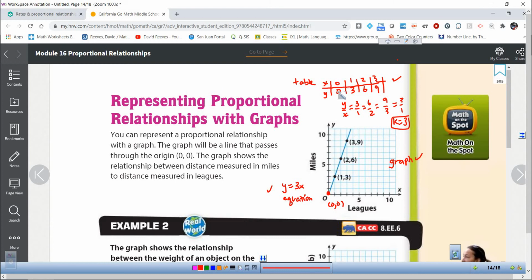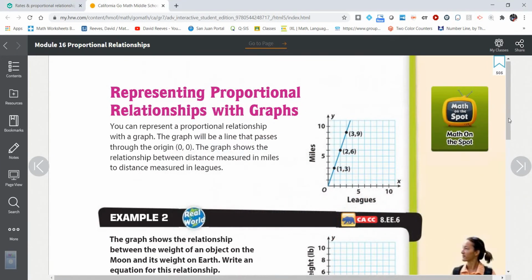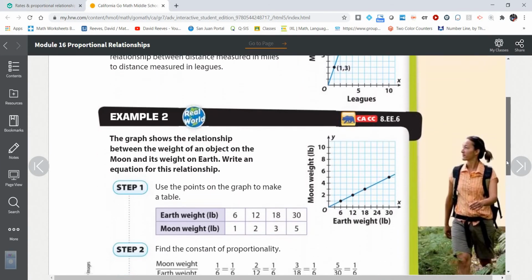By the way, I said we're not going to divide 0 by 0, but if I put that 0 into an equation, does 0 equal 3 times 0? Does it? It does, right? 0 equals 0. So 0, 0 makes that equation true. We just don't write 0 over 0 equals 3 because it doesn't work that way. But it does make the equation true. All right, therefore it is part of that proportional relationship.